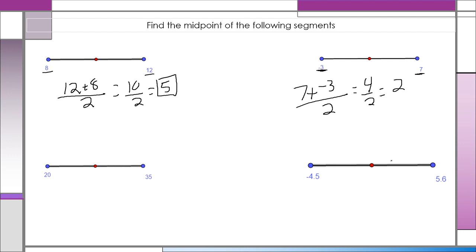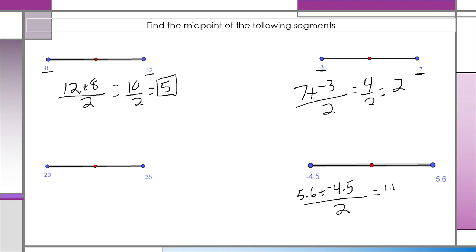And then if we do this one down here, I'm going to skip the one above because it's very similar to the top one. But this one down here is just decimals. So 5.6 plus -4.5 divided by 2. So this works for decimals and fractions and whole numbers. It doesn't matter what type of number you have. The process of add and then divide by 2 is going to be the same. And once again, just make sure you remember that you have a negative involved here, so it's actually more subtraction.